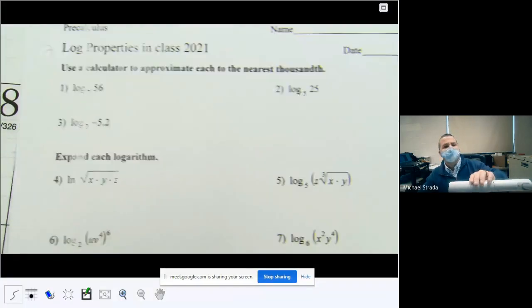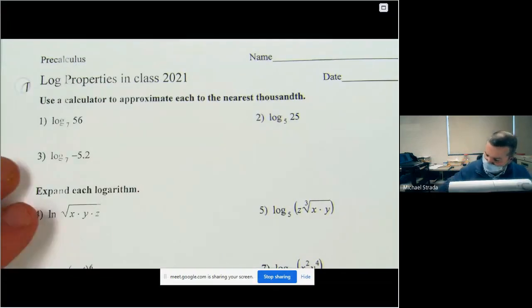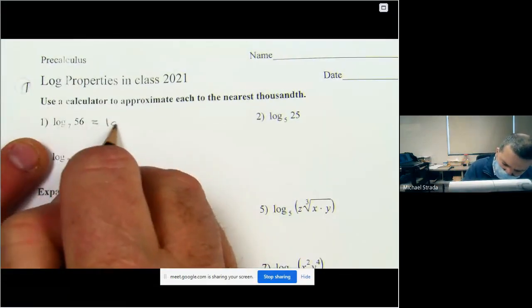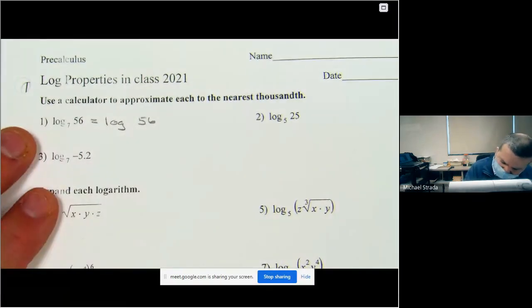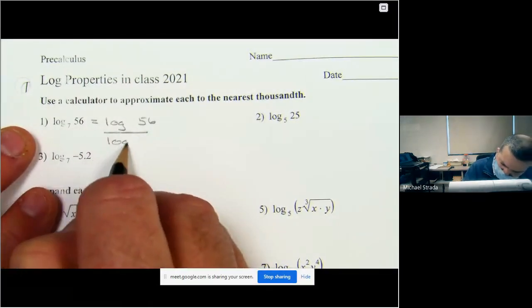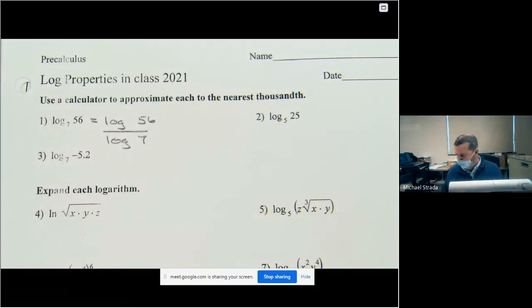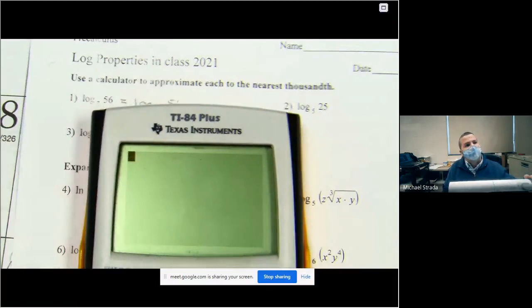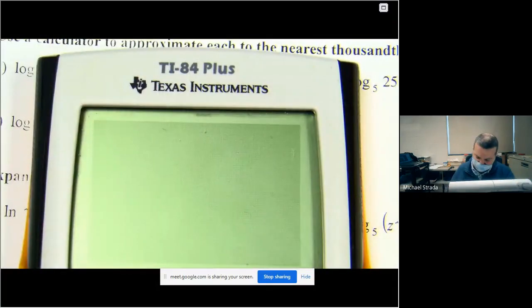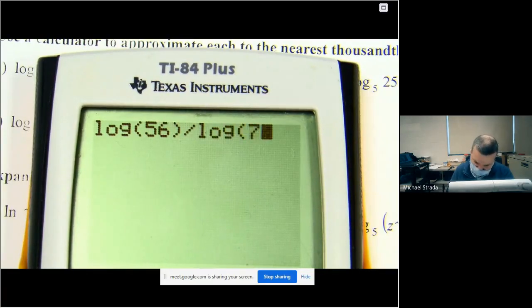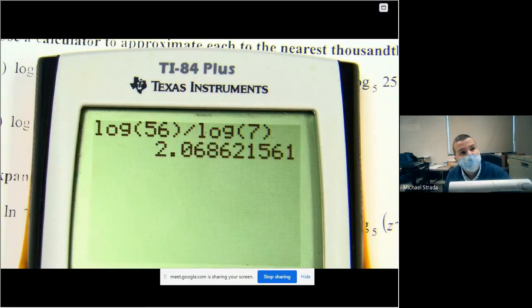Basically all it is, change of base says we take the log of the number, which is 56, and put it over the log of the base, which is 7, which now enables you to approximate it in the calculator. You would then go to your calculator and do one of two things. You would either use the common log, which is the log of base 10, so the log of 56 divided by the log of 7 gives you 2.06, or you can use the natural log button and you will get the same answer.